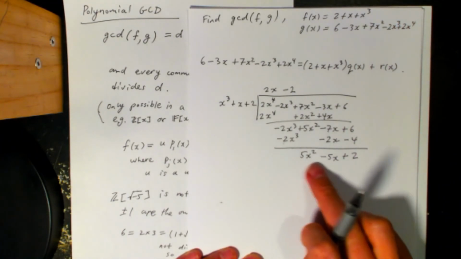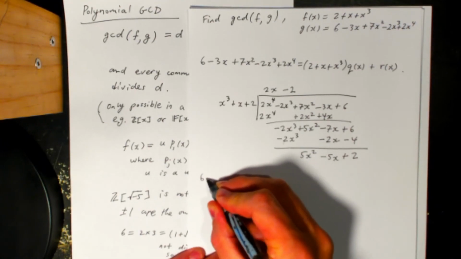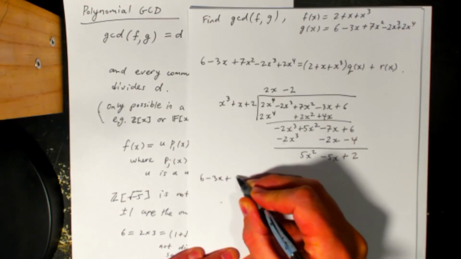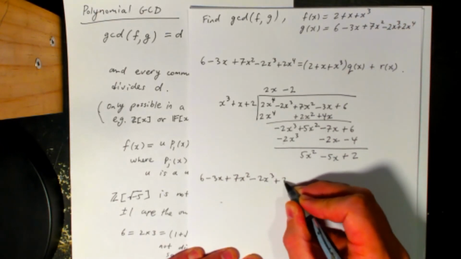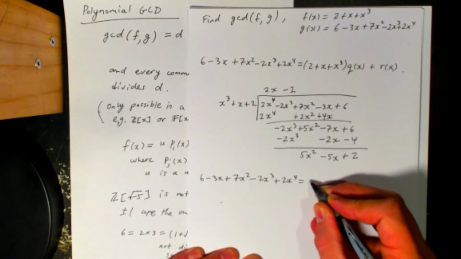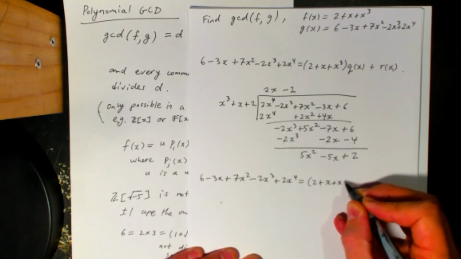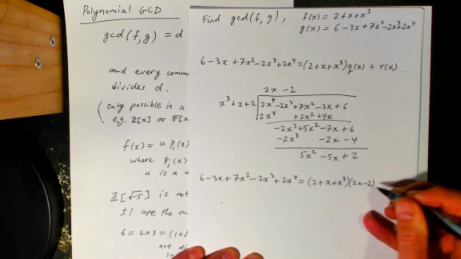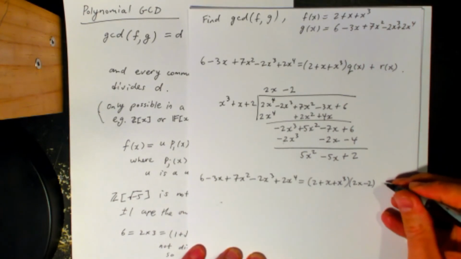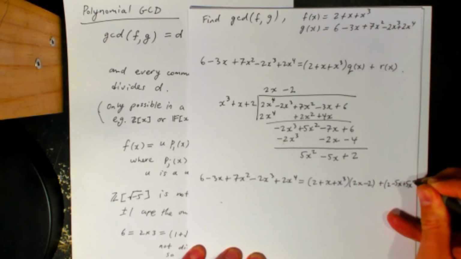All right, now this is my remainder here. So I have 6 minus 3x plus 7x squared minus 2x cubed plus 2x to the fourth is equal to 2 plus x cubed times 2x minus 2, plus the remainder 2 minus 5x plus 5x squared.